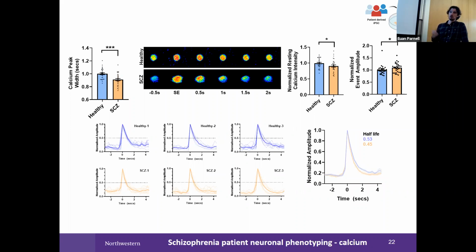And so when we looked at the duration of our calcium events in schizophrenia patients, we saw a significant decrease in that length, the time it takes for these calcium events to occur. And that went hand in hand with a host of other changes. So there was a significant decrease in the resting calcium levels and an increase in the amplitude of these calcium events. And so all of this suggests that 16p might change calcium handling, but there's a host of other factors within our schizophrenia cells that seem to exacerbate calcium handling.